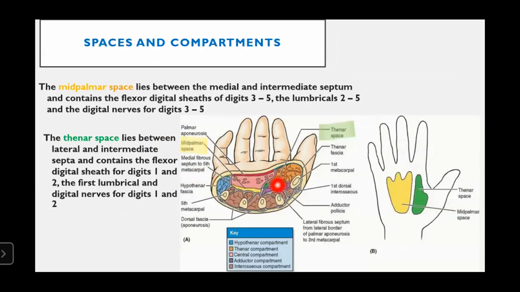We have two spaces in the palm. The mid-palmar space, in yellow color as you see here, lies between the medial septum and the intermediate septum. It contains the flexor digital sheath and digital nerve of the 3rd to the 5th digit and the lumbricals of the 2nd to the 5th digit. The thenar space, seen in green color, lies between the intermediate and lateral septum, and contains the flexor digital sheath and digital nerve for the 1st and 2nd digit and the lumbrical for the 1st digit.